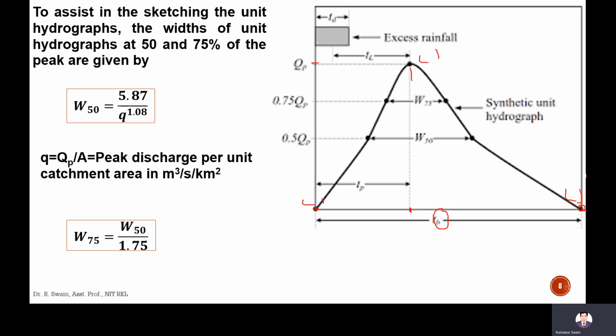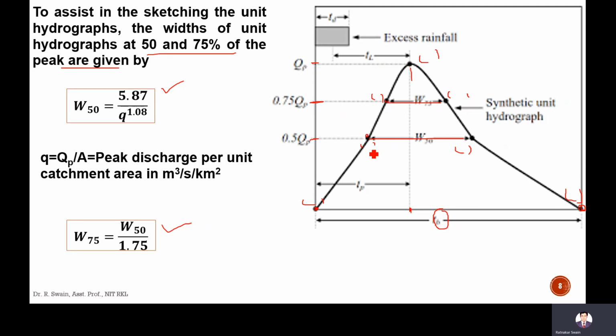But to get a more approximate unit hydrograph, what is done to assist the sketching of the unit hydrograph is this. For the sketching, the width of the unit hydrograph at 50 and 75% of the peak are given by these formulas. Means the width at 75% of the peak discharge and the width at 50% of the peak discharge are determined using these two formulas. So we got more points. Width is known, so these points are known now.